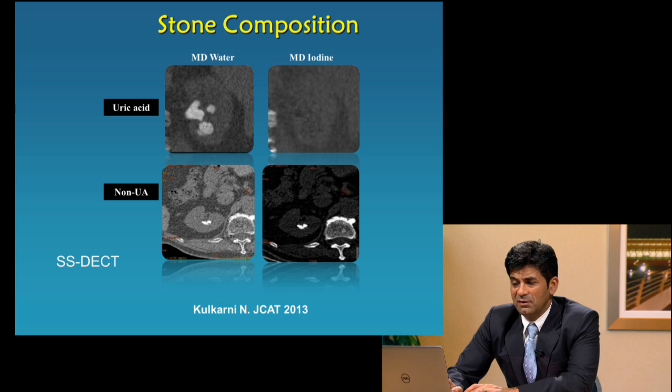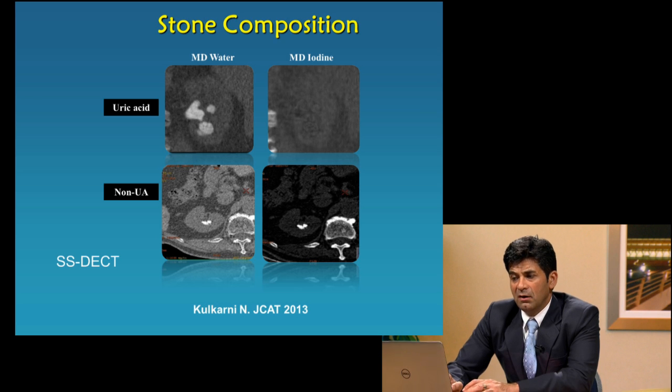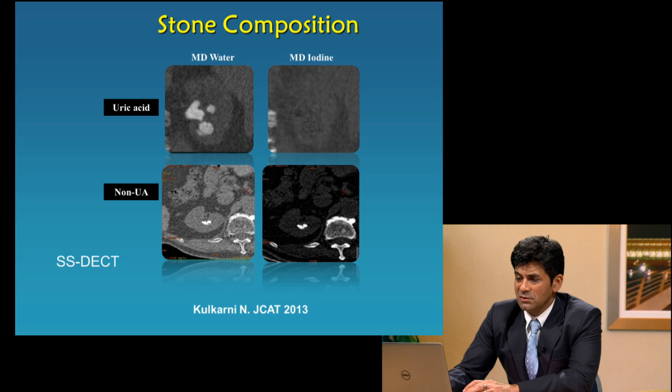For example, on this image on the top, you're seeing a pair of water and iodine images of a uric acid stone, where the stone is visible on the water image but not visible on the iodine image, whereas the bottom pair shows that the stone is visible on both material density images, confirming a diagnosis of non-uric acid composition.